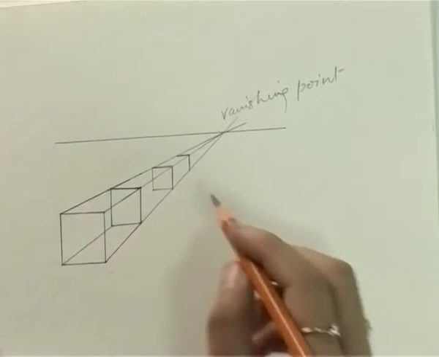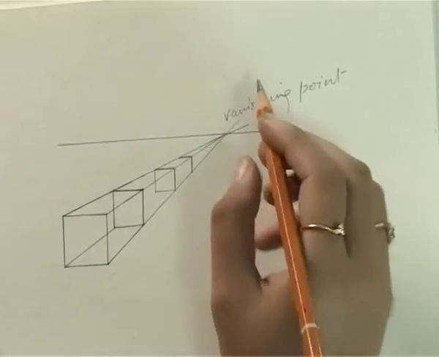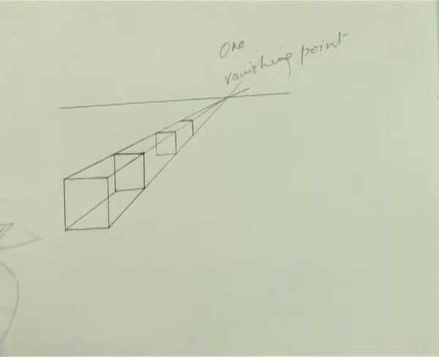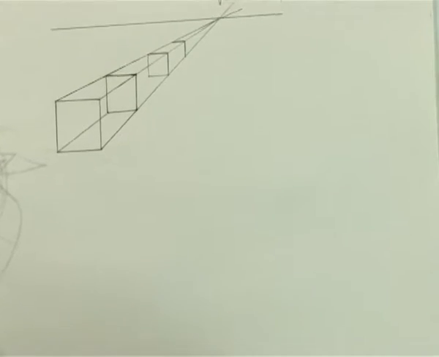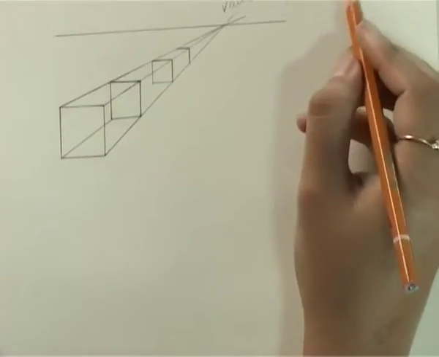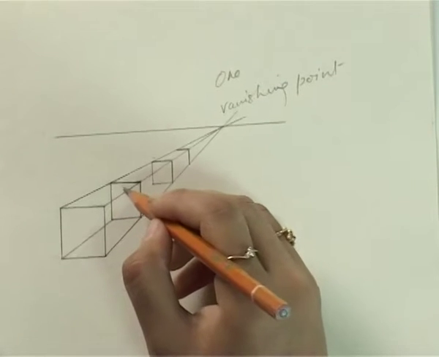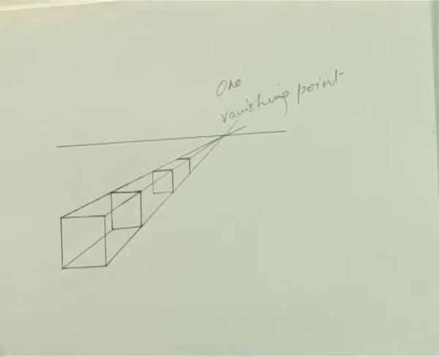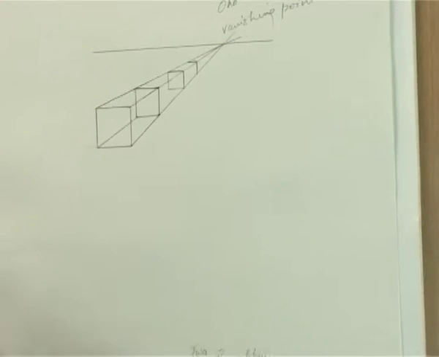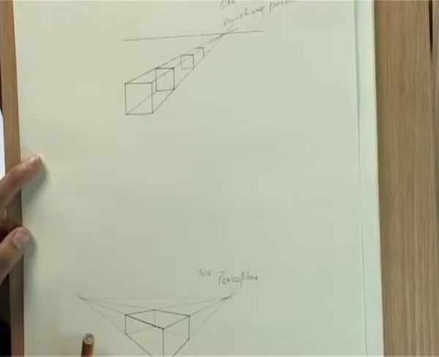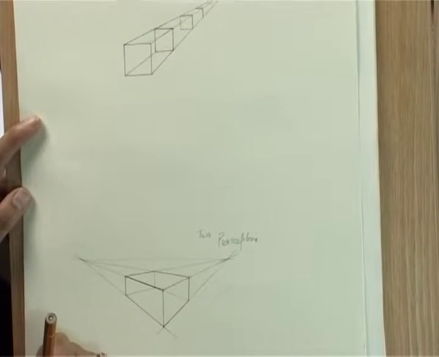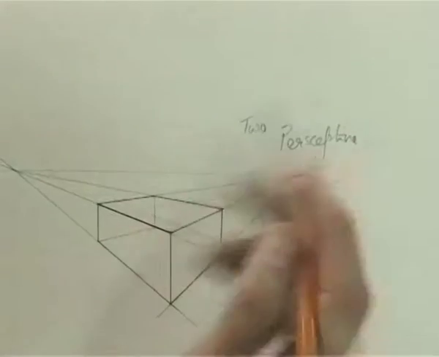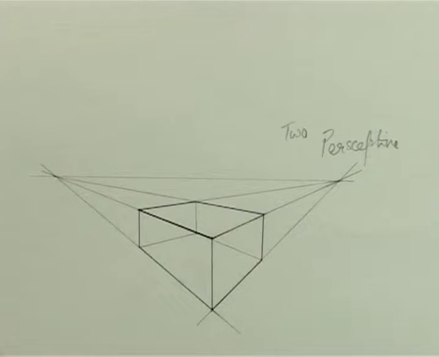Here, the example below shows a box in both 1 and 2 point perspective, in which 1 point perspective has only one vanishing point. In 2 point perspective drawing, lines converge towards two vanishing points. Therefore, a perspective drawing of the same object will be different depending on the position of the eye or horizon.